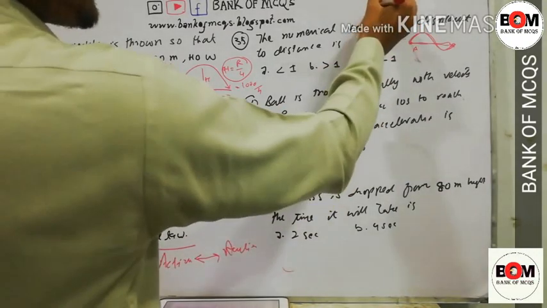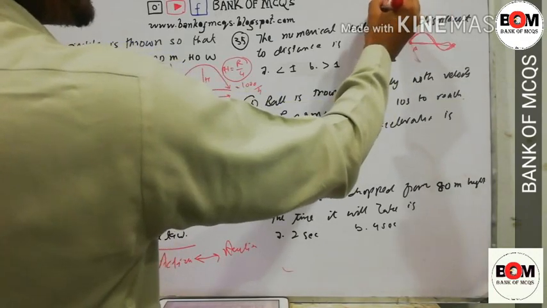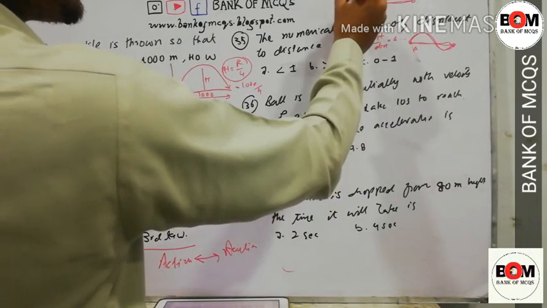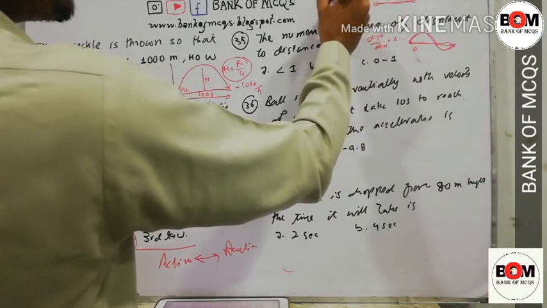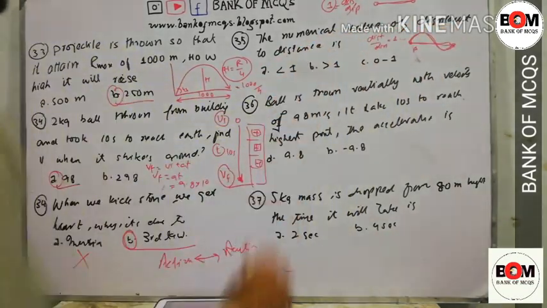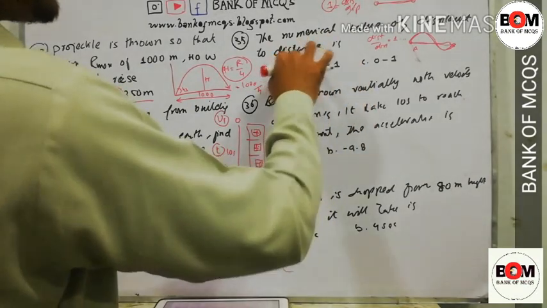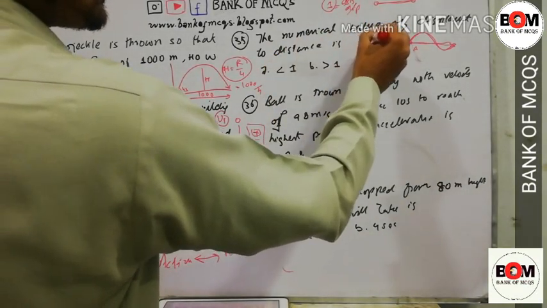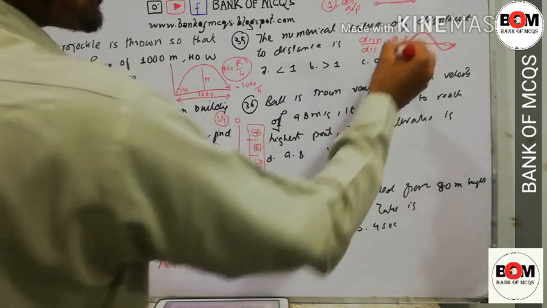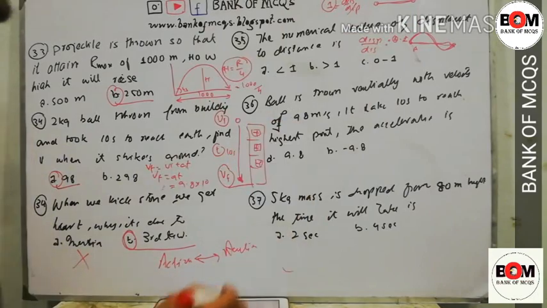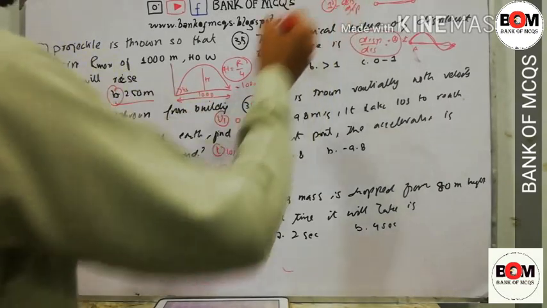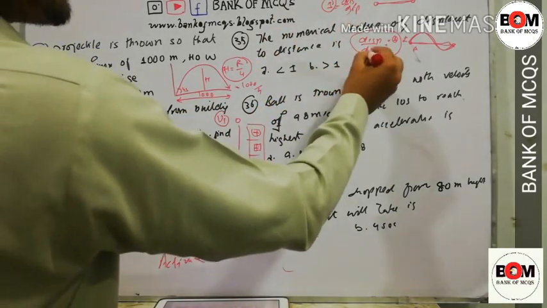The next case: if this is the shortest distance and the body followed this path, then distance and displacement are the same, so in this case it will be equal to 1. They have asked the numerical value of displacement to distance. In this case, as the displacement is less and the distance is more, we will get 0.1 or something, 0 point something. So the minimum value is 0 and the maximum value is 1. The value range is from 0 to 1.